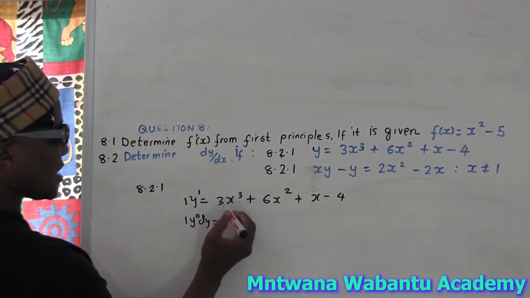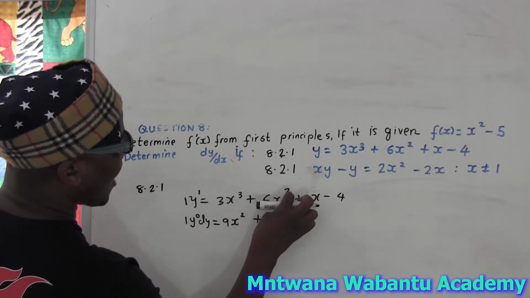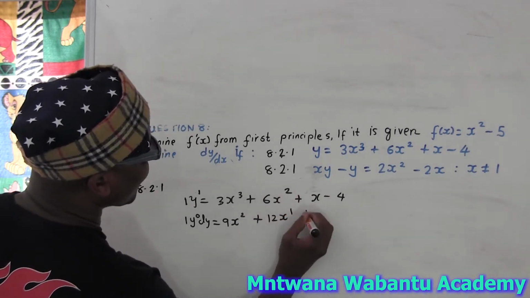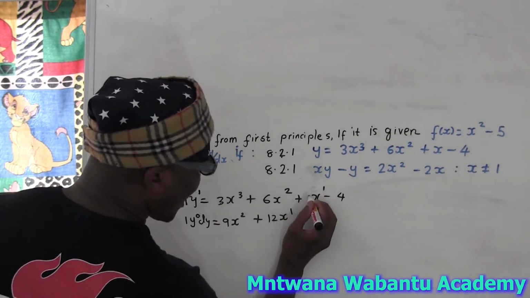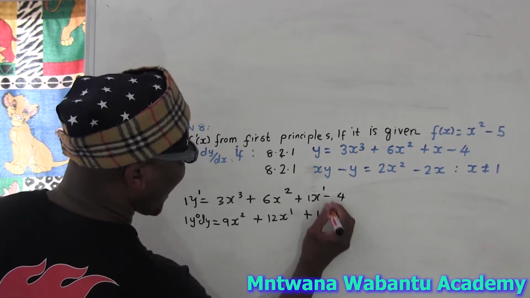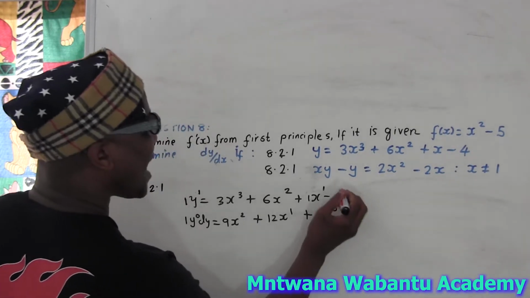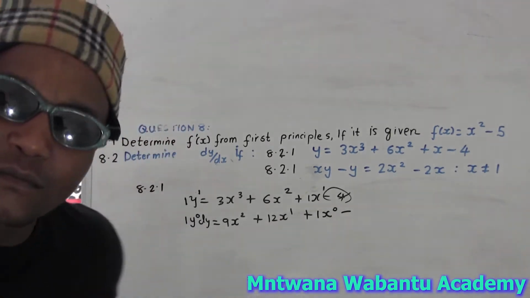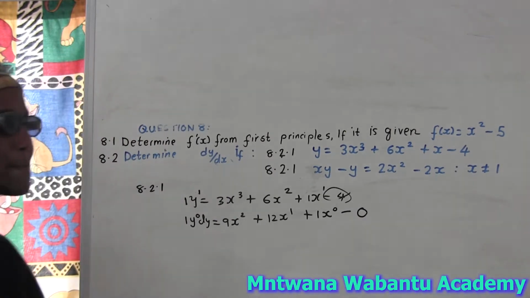Now you come here. 3 times 3 equal to 9, and then drop your x. 3 minus 1 equal to 2 plus. Now you come here. 2 times 6 equal to 12, and you drop your x. 2 minus 1 equal to 1 plus. There's no power means power 1. You know what I'm saying? And there's no number means 1. 1 times 1 equal to 1. You drop your x. 1 minus 1 equal to 0. Done. Minus any number. If it doesn't have x, when you differentiate it equals 0. Since it doesn't have an x, when you differentiate it must equal 0.